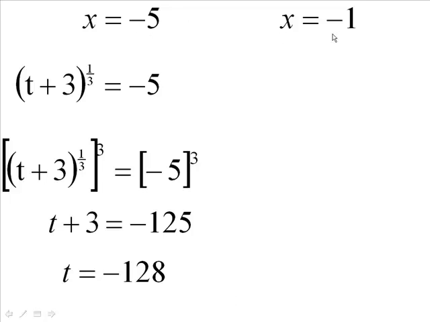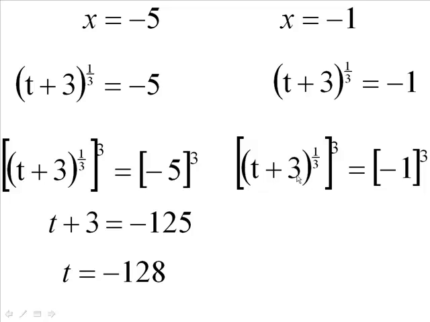Now up here we have x is negative 1. Do the same thing. Set this thing right here equal to negative 1 instead of negative 5. x is going to be minus 1. All right, x is this number here. Cube both sides. We're going to get our t + 3 right here. And negative 1 times negative 1 times negative 1 is a negative 1. Okay? Then when you subtract 3, you're going to get negative 4. So we've solved this now for t.